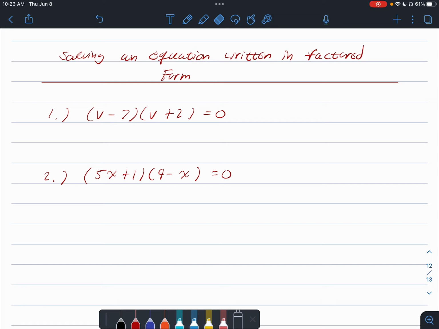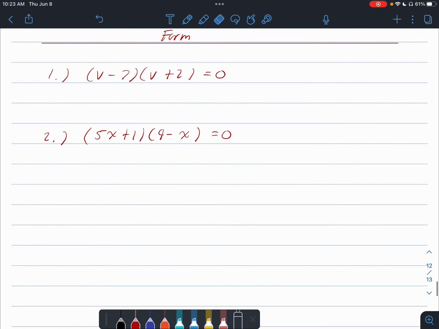Our two factors are v minus 7 and v plus 2. So in order to solve this, we should just set each of these factors equal to 0. So let's let v minus 7 equals 0. To solve this, we just add 7 to both sides, and we have that v is equal to 7.